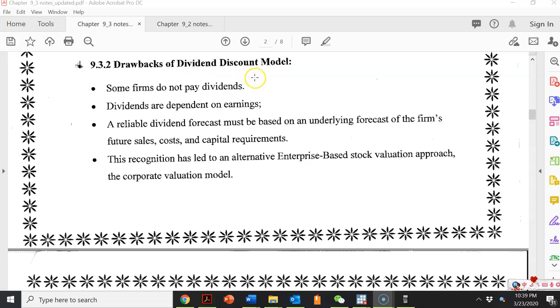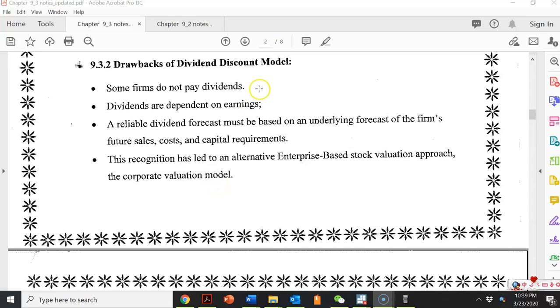And for the dividend discount model we learned in the last two classes, it's not working for some firms because some firms do not pay dividends, and also dividends are dependent on earnings. A reliable dividend forecast must be based on an underlying forecast of the firm's future sales, costs, and capital requirements. This recognition has led to an alternative enterprise-based stock valuation approach, the corporate valuation model.